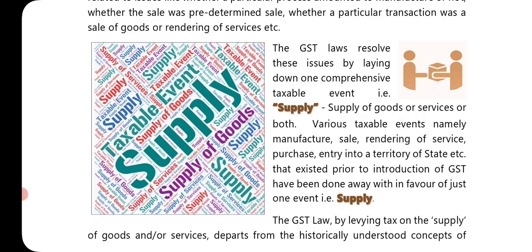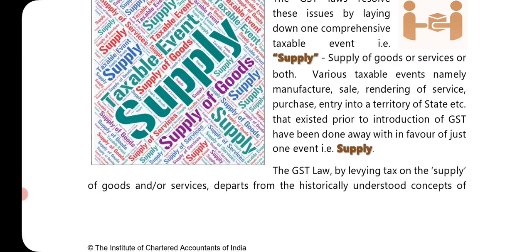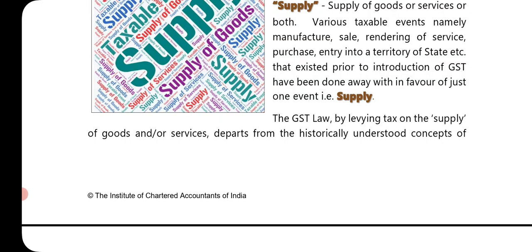Various taxable events, namely manufacture, sale, rendering of service, purchase, entry into a territory of state, etc., that existed prior to introduction of GST have been done away with in favor of just one event, that is supply. There were very many things, right? Manufacturing, when it will be considered manufacture is complete, or sale is complete, or rendering of service is done, or purchase is done, entry into a territory, etc. Many things were there, but now everything is covered under one thing, that is supply.